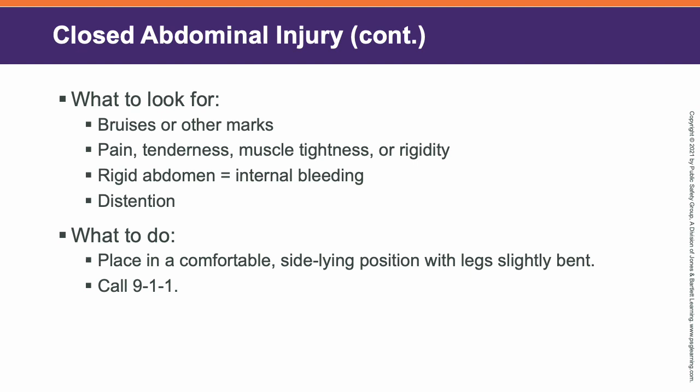Okay, some other things to look for. We'll look for bruises and other marks. Obviously pain, tenderness, any sort of muscle tightness or muscle guarding, rigidity. A rigid abdomen, and I mean rigid, like I don't care how rock hard your abs are, a rigid abdomen is going to be hard. That means internal bleeding, so that's a big problem. That's a reason to call 911 right away.